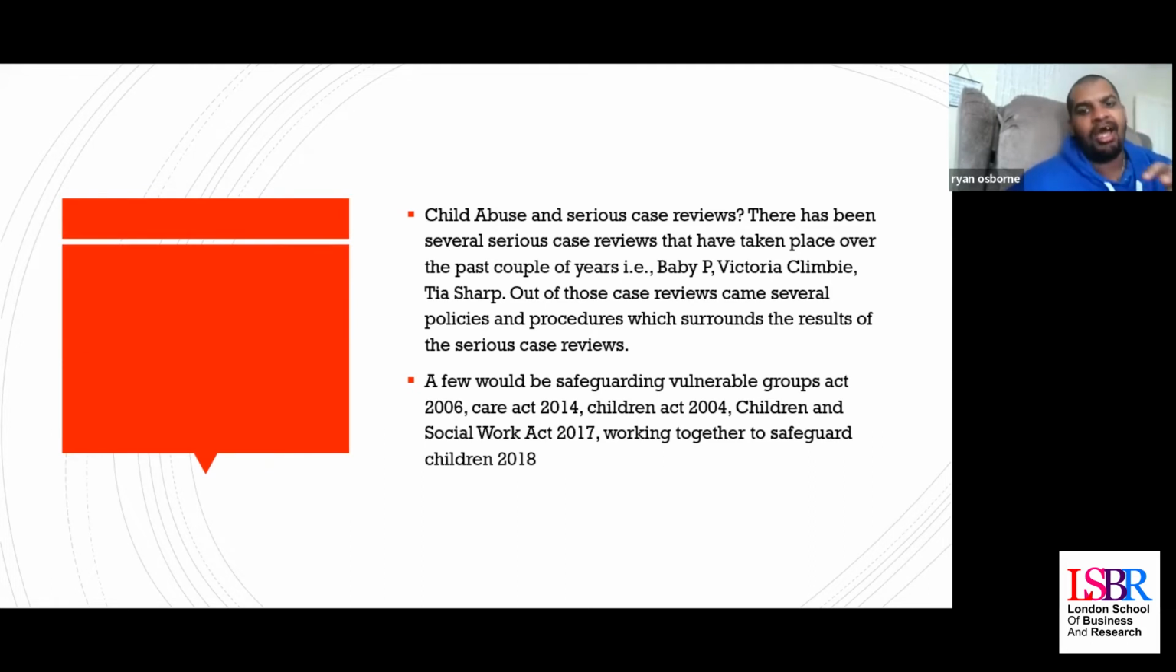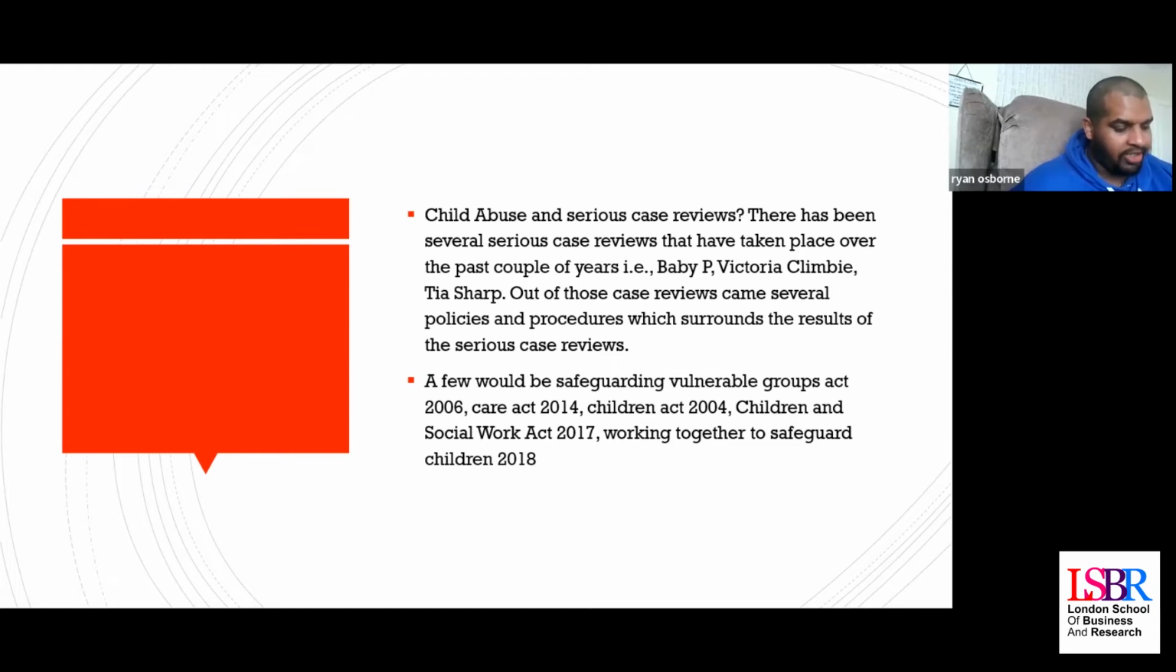Another one is the Care Act 2014. That again is an act that was brought out of the serious case reviews. The Children Act 2004 is also another act that was brought in as a result of those serious case reviews.